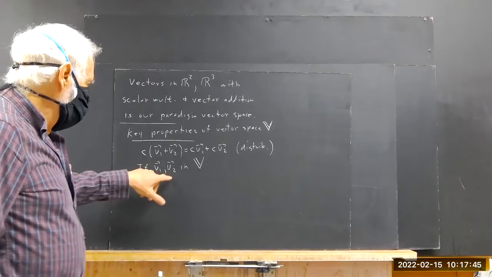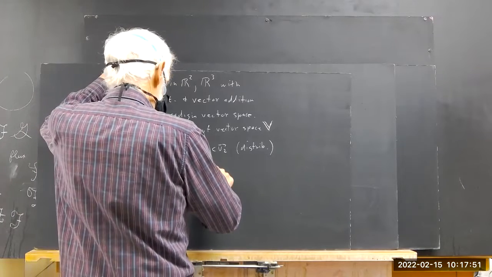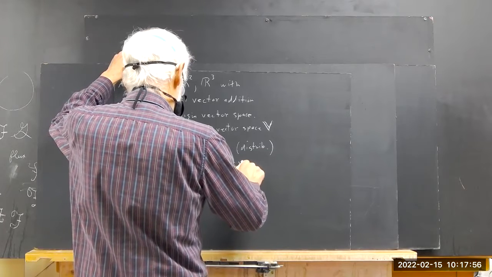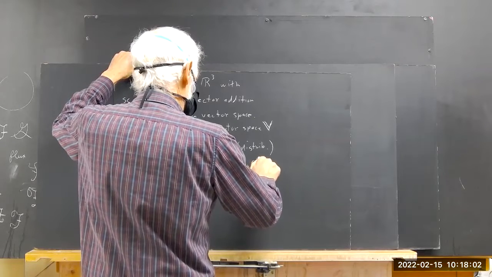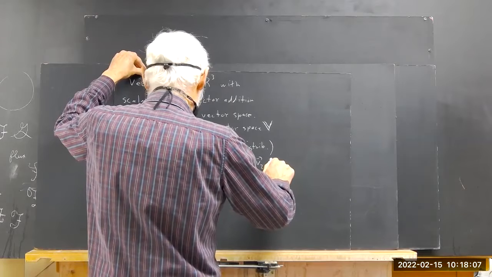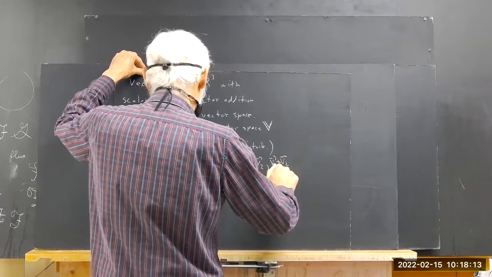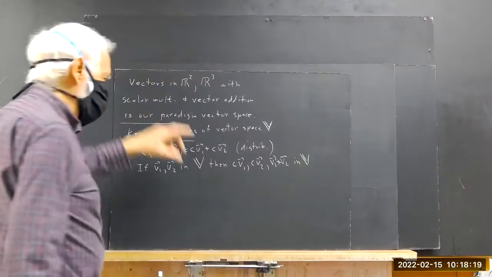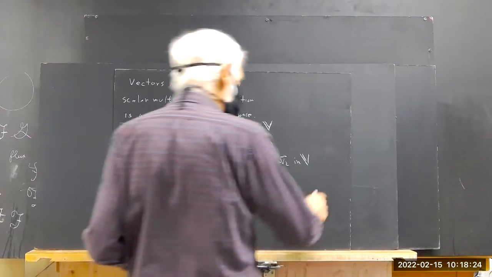Okay, well, if V1 and V2 are in your vector space, then CV1, CV2, and V1 plus V2 are in V, okay? That's a big one. This is called closure.